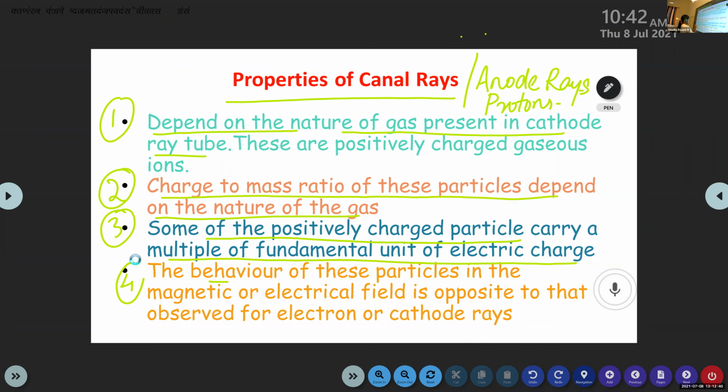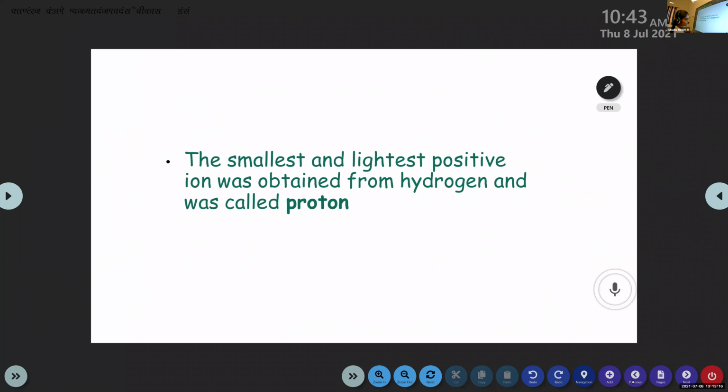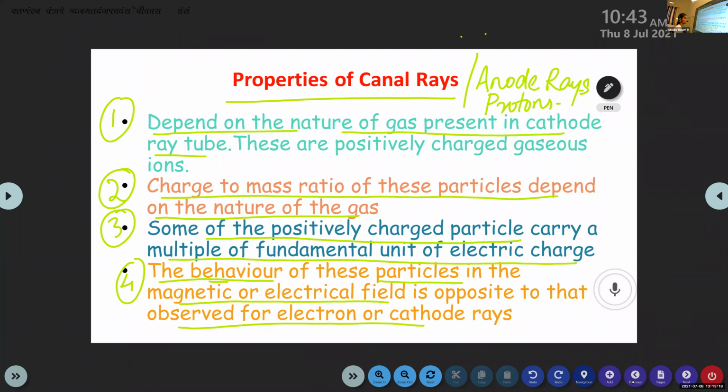And the fourth one: the behavior of these particles, that means the behavior of canal rays in the magnetic or electrical field, is opposite to that observed for electrons or cathode rays. We have learned that when applying an electric field, it will deviate from the straight line and be spotted at A, right? So here in the case of canal rays, it will be just opposite to that of cathode rays. Its direction is always opposite to that of cathode rays. That's it. So these four are the main properties of canal rays.